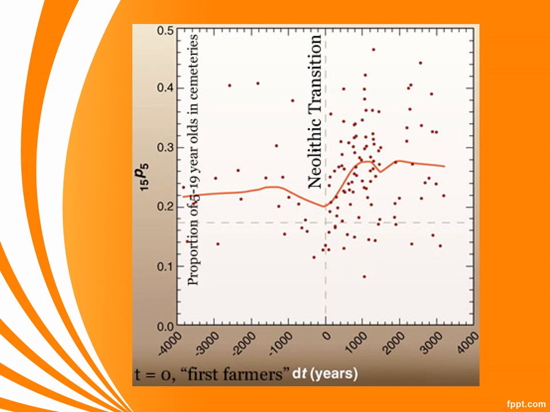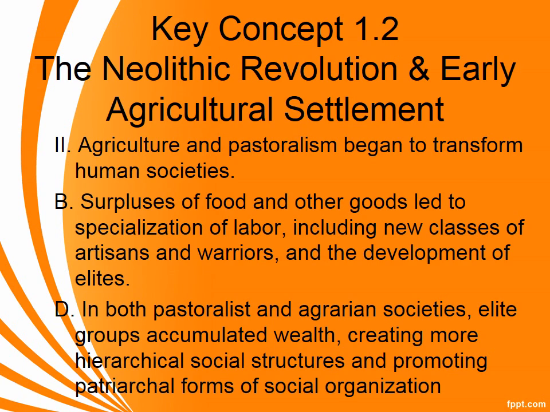We see a massive amount of people managing to survive, and we're seeing people who are not necessarily living longer, but we are seeing more babies being born, and we're seeing an increase in our population overall. Part B, surpluses of food and other goods led to specialization of labor, including new classes of artisans and warriors and the development of elites.